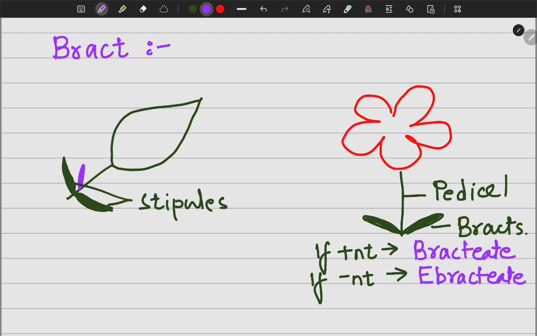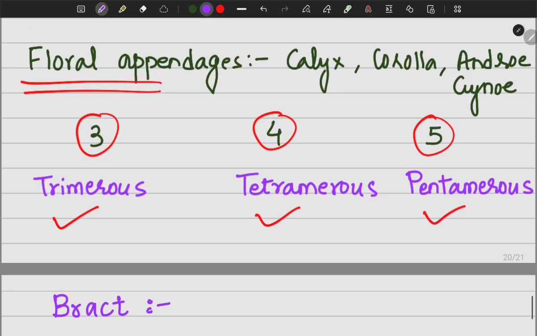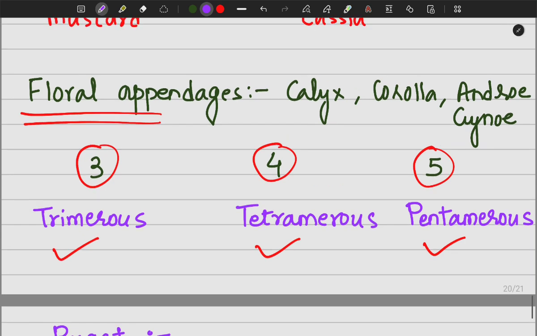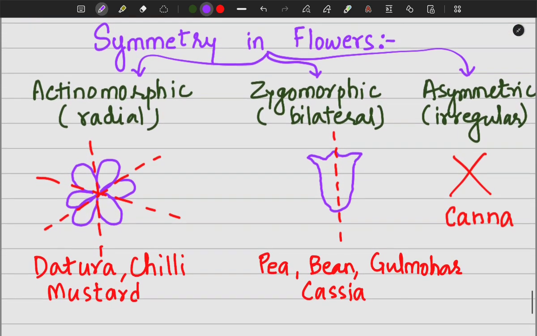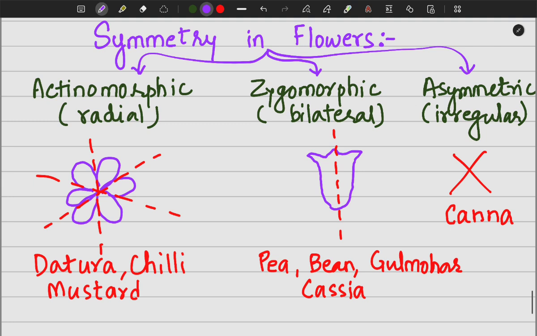Alright, so I hope bract, trimerous, tetramerous, pentamerous flowers and symmetry in flowers is clear to you all.